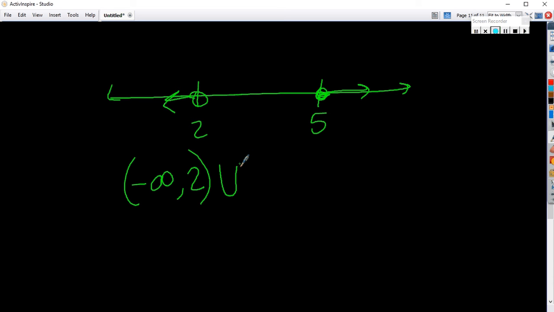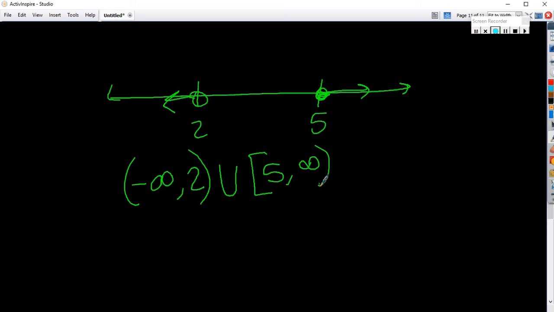So what do I start with? A bracket 5 up to infinity. Does that make sense? Okay, kind of. You'll get plenty of practice with it, don't worry.